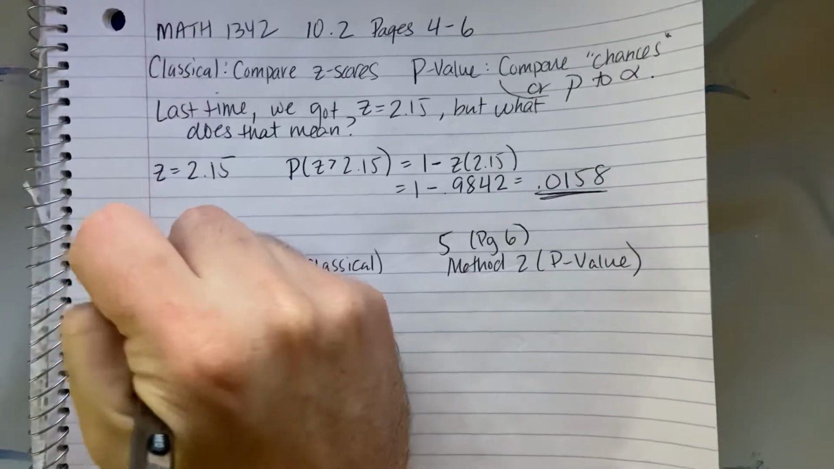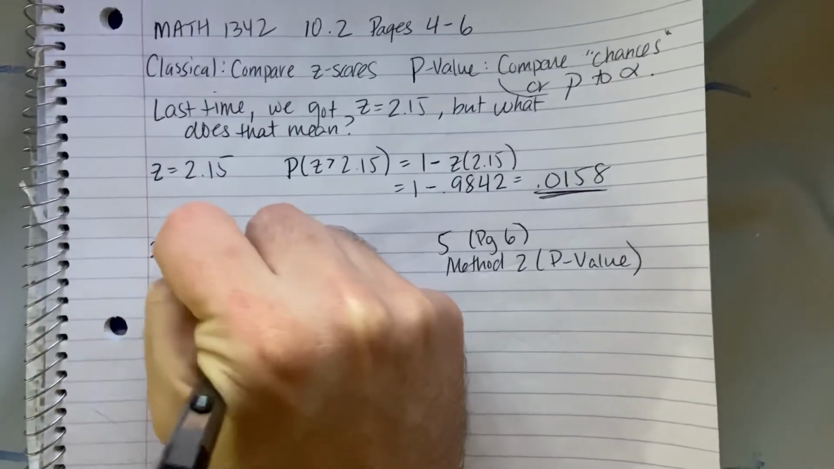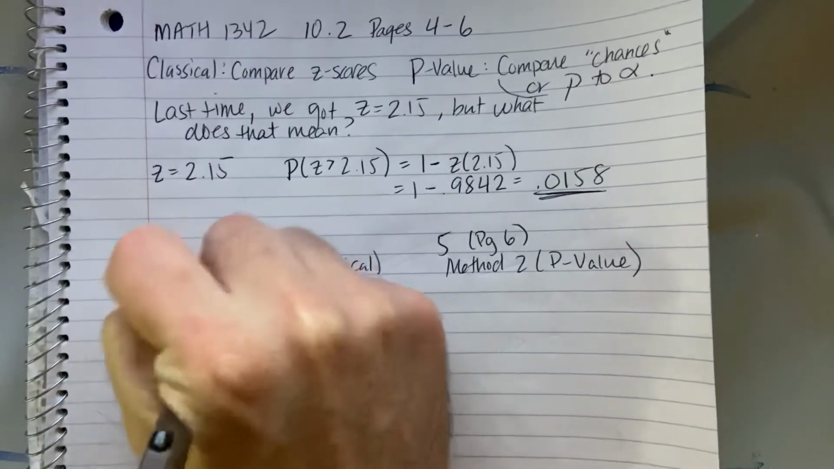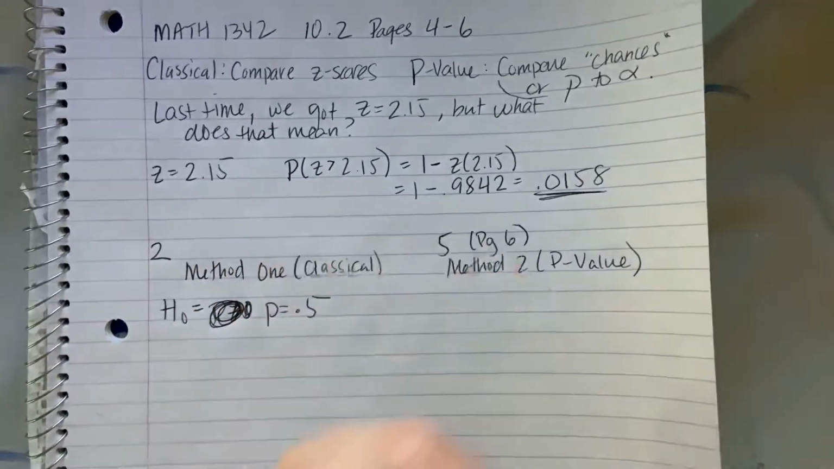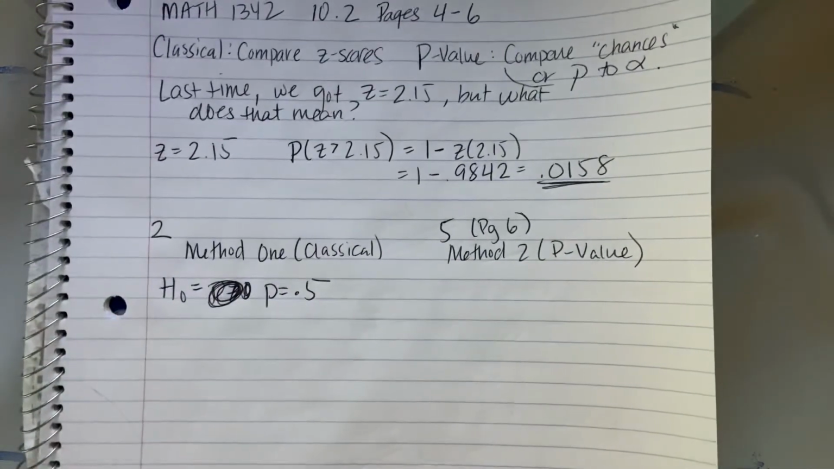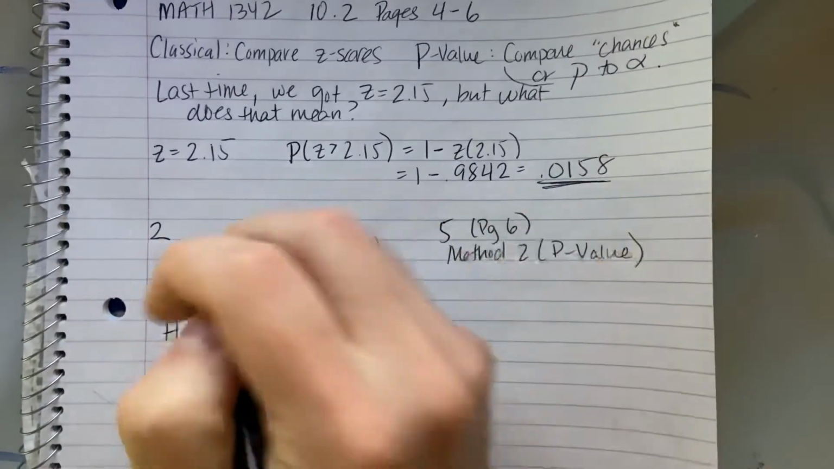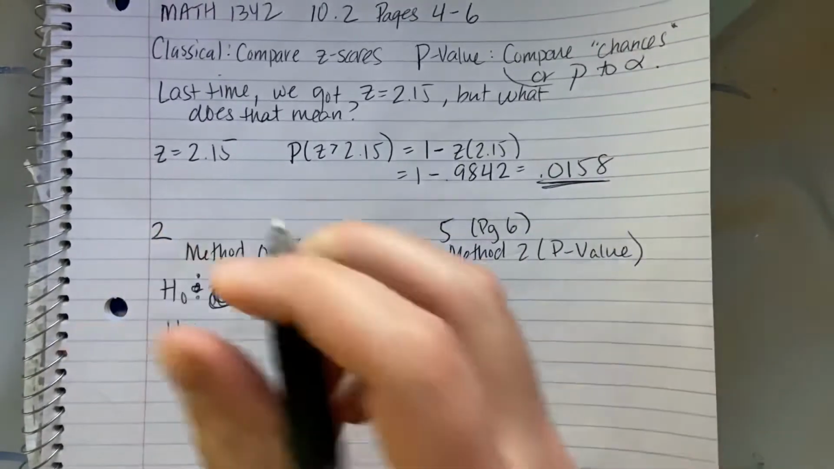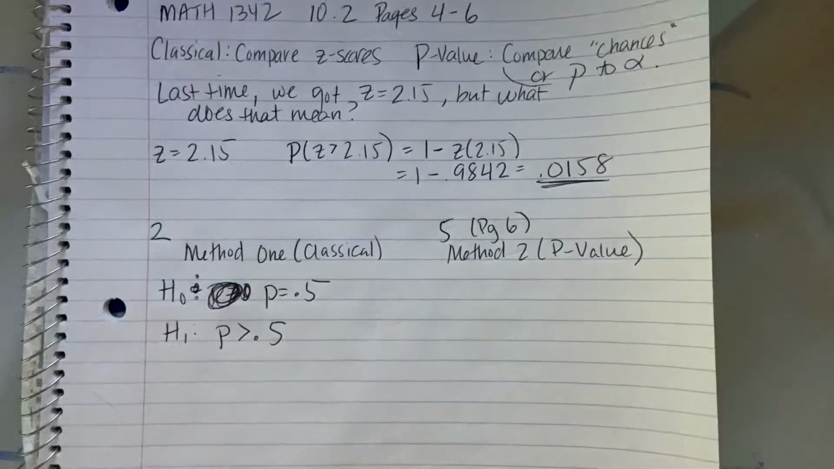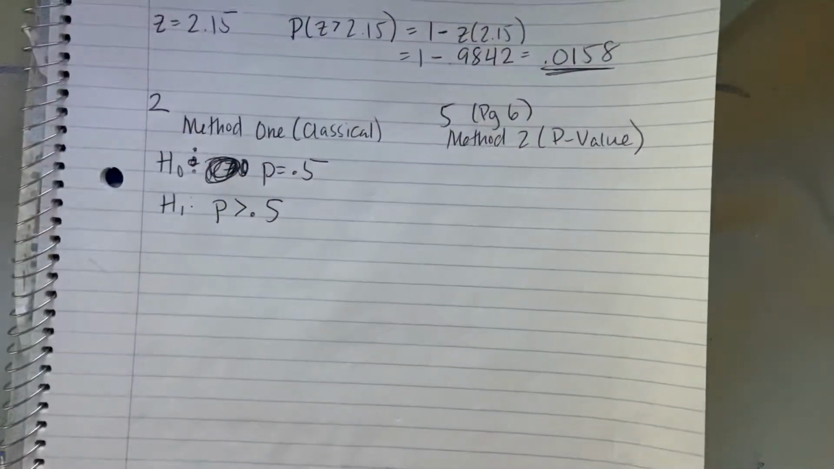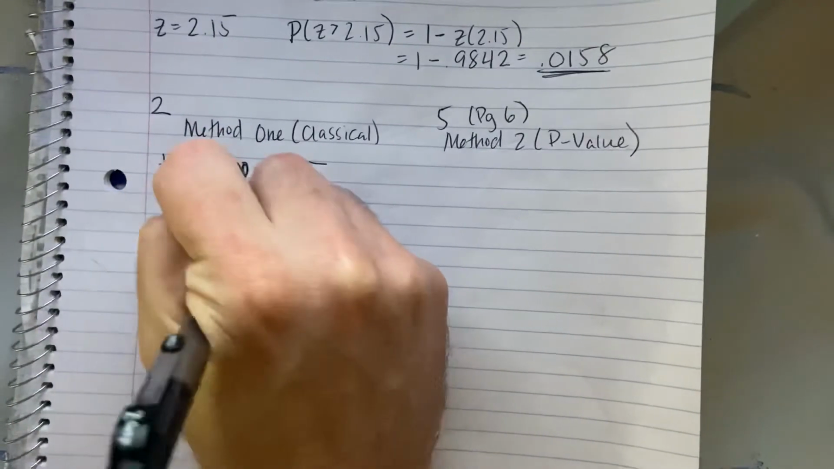Okay, so majority prefer means, if we assume that they don't prefer, then H naught would be p equals 0.5, because that's a 50% chance, so that's not a majority. But what is H1? So p is greater than, because for a majority to prefer something, it has to be greater than 0.5. Now, our alpha, our significance level, is 0.05.